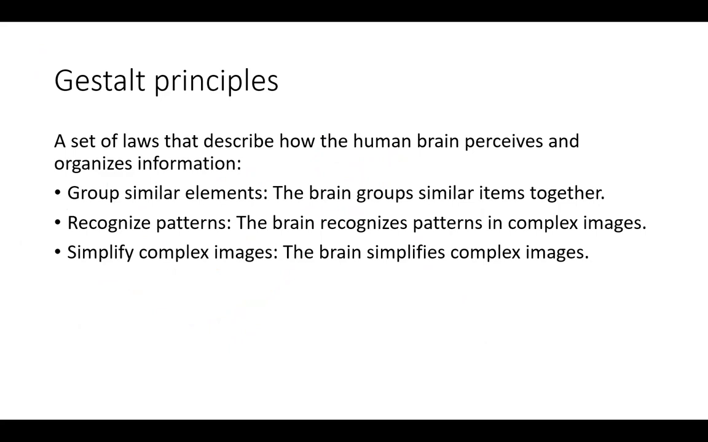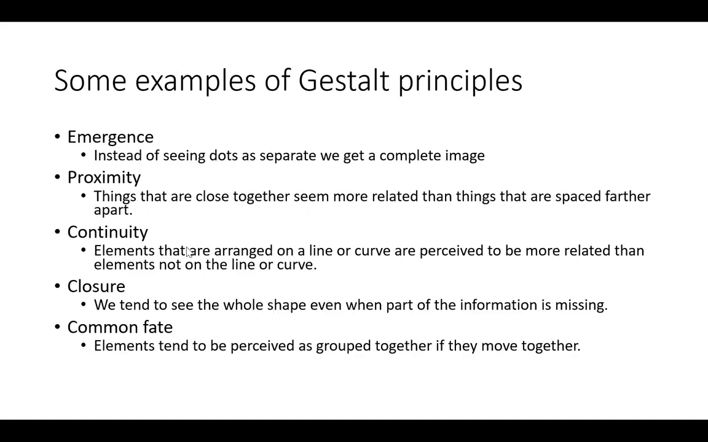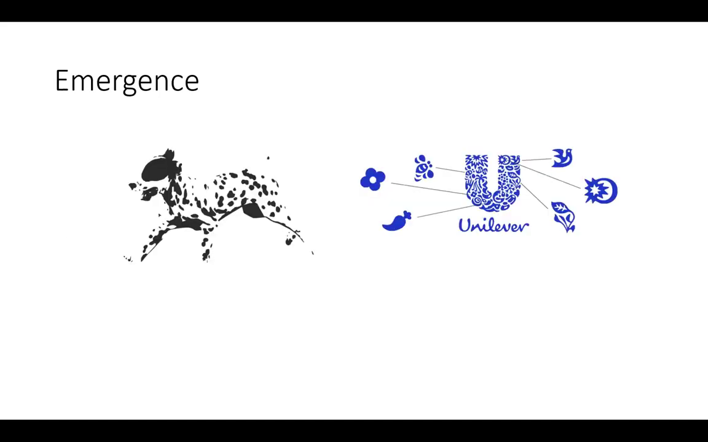There is something known as Gestalt principles, a set of laws on how the human brain perceives and processes information about various things, group similar elements, recognize patterns, and simplify complex images. So these are the five: 1, 2, 3, 4, 5. Emergence, proximity, continuity, closure, and common fate. We'll talk about some of them in this video.